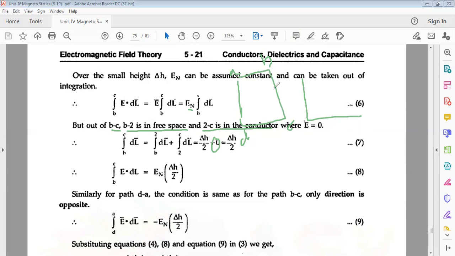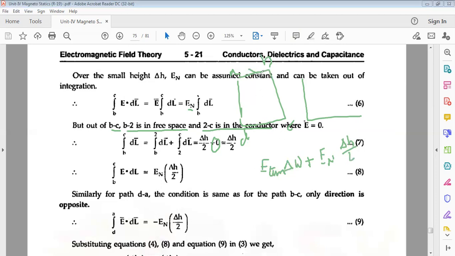And E is in the normal component, because it is parallel to En. And the first integral becomes E tan delta omega. And for the second integral, we only take the part in the dielectric; the other part in the conductor is 0. So that is En into delta H by 2. And now the third integral.